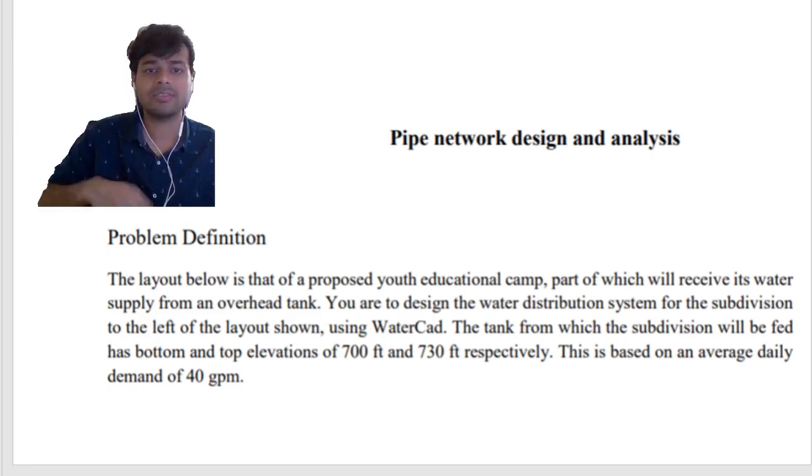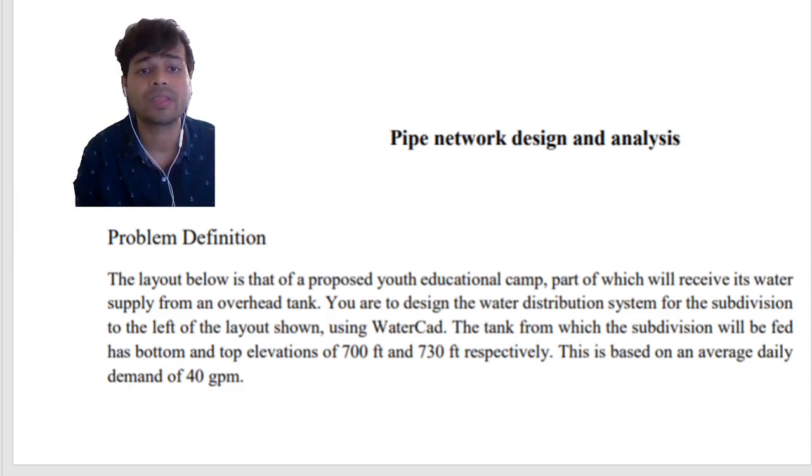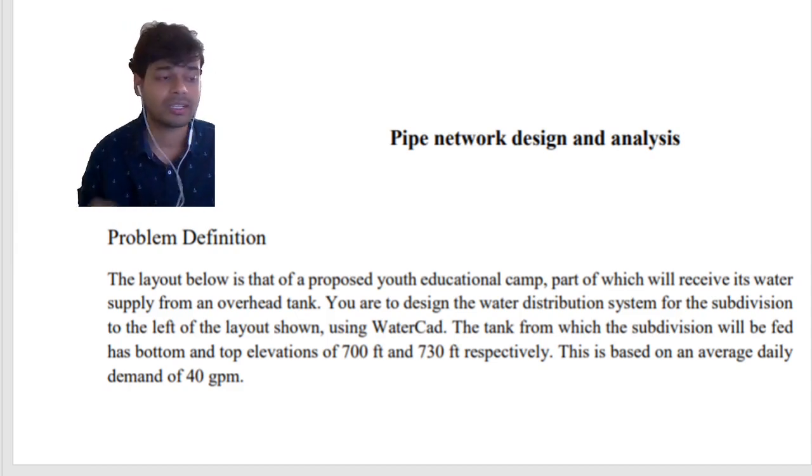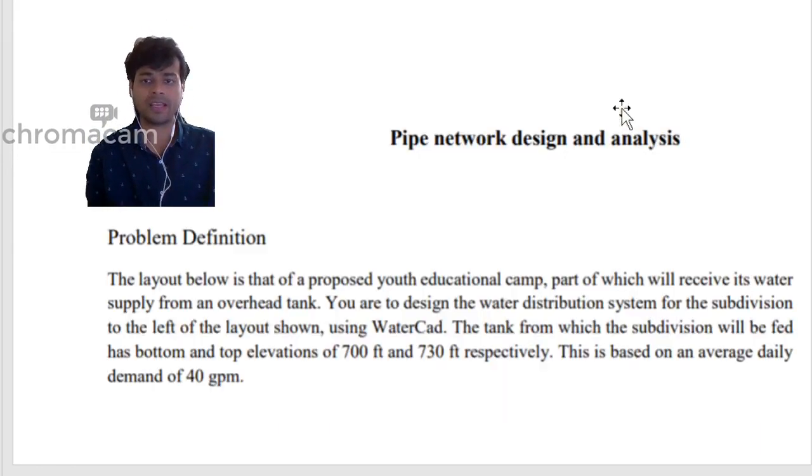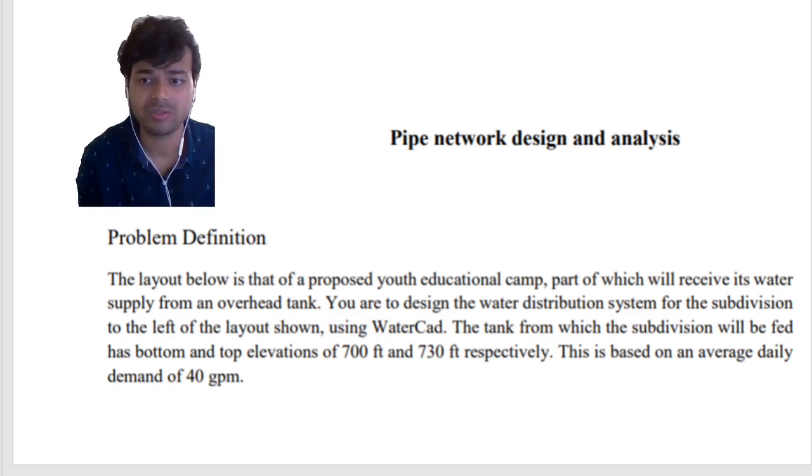First, take a look at the problem definition. There is a layout, I can show you from here. This is the layout for some homes. For this housing system we have to design a pipe network system. So what is our problem? We have to propose a camp, part of which will receive its water supply from a tank, and you have to design the water distribution system for the subdivision to the left of the layout shown, using WaterCAD.